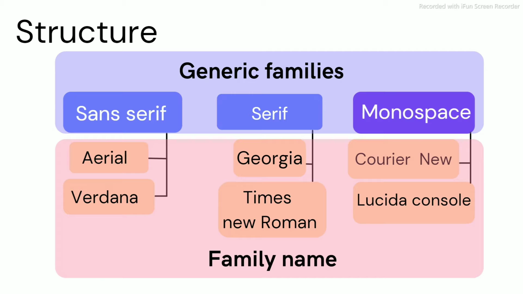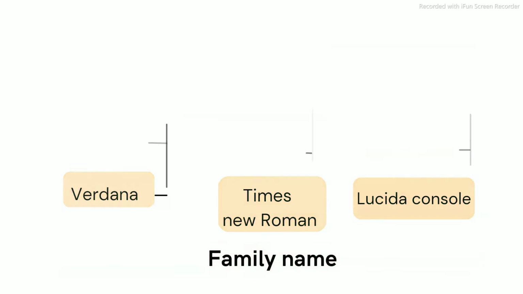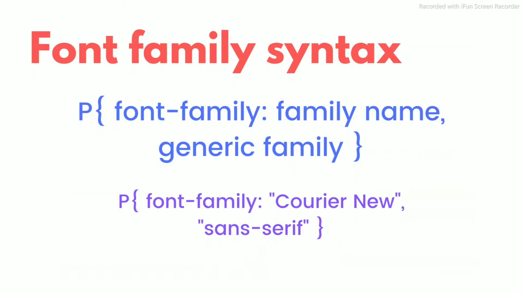Now we will discuss how to use these properties and values in our CSS files. Font family syntax: we are calling the p tag which we have used in the HTML, and we are giving the property name font-family, and next we are using the font name and generic name. For example, we are creating a font family with Courier New as a family name and generic family as sans serif.